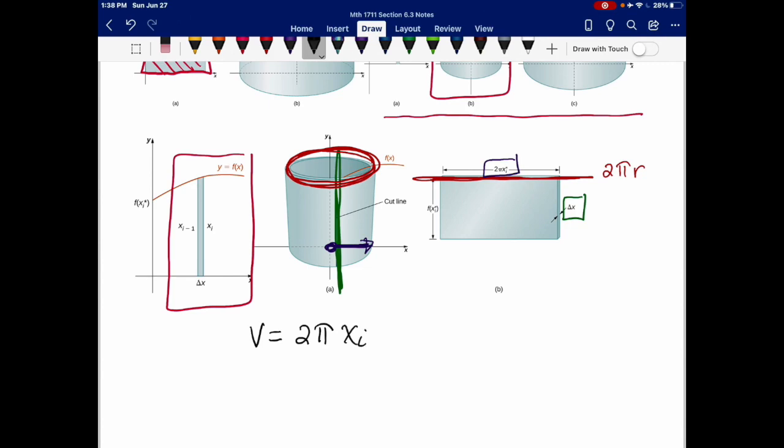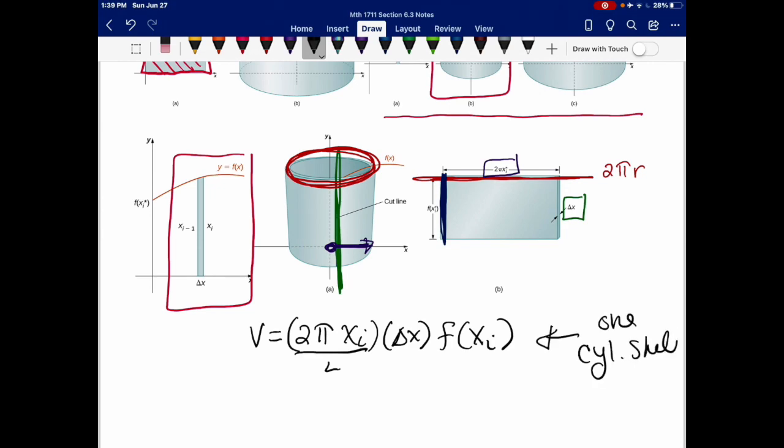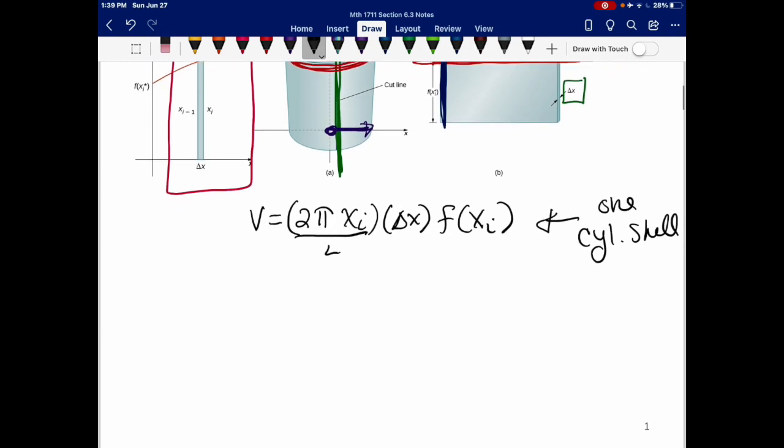So to find the volume of this rectangular prism, we've got 2 pi times the radius, which is our value of x at that endpoint. The width is going to be delta x. And then the height of that rectangular prism, that's this here, that's going to be the height of the function evaluated at that endpoint. So this is just the formula for one cylindrical shell.